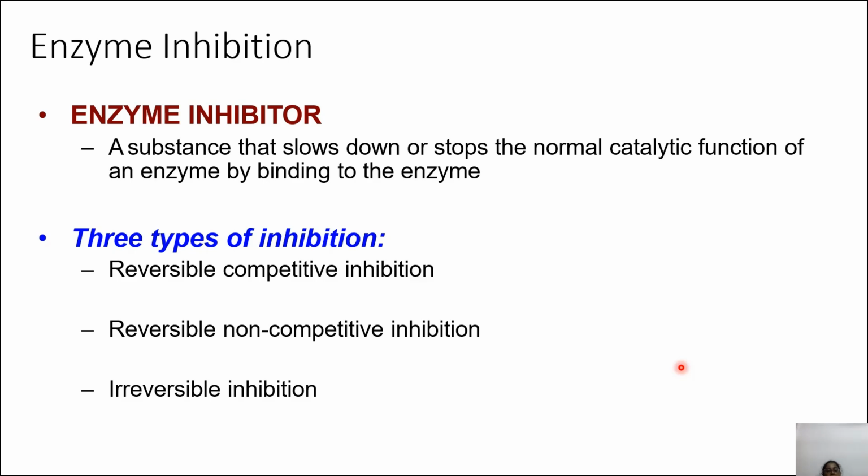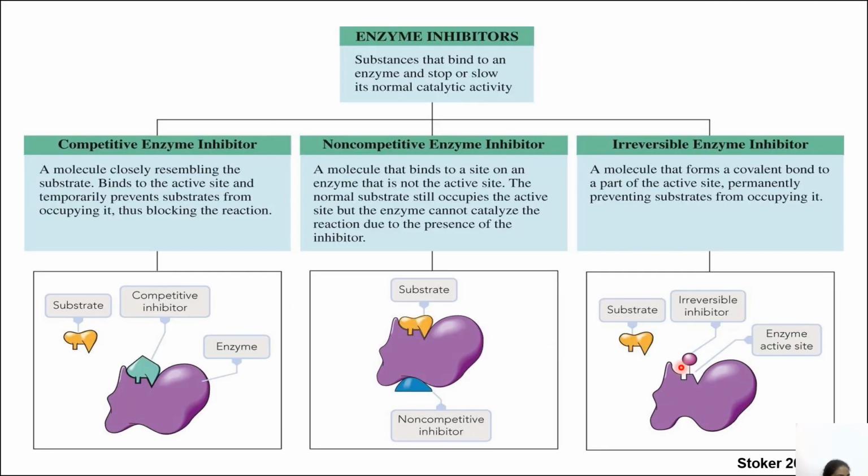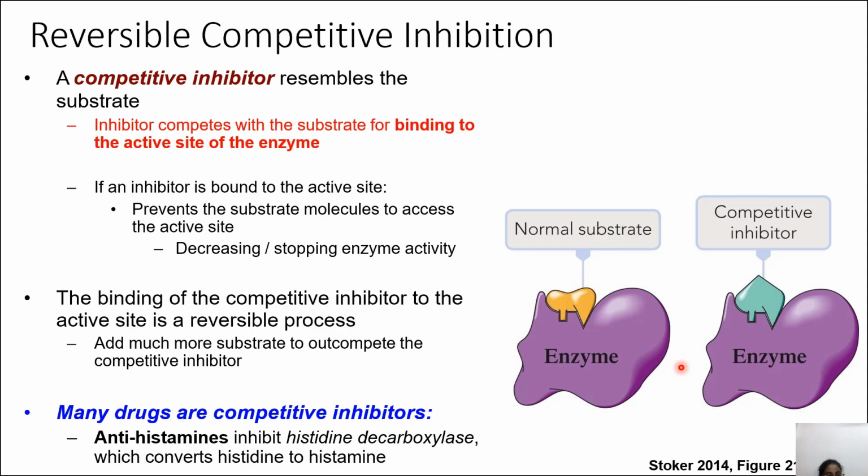Okay, it can be a substance that can slow down or stop the normal catalytic function of an enzyme by binding to the enzyme. Reversible competitive inhibition, reversible non-competitive inhibition, irreversible inhibition. Okay, we'll not go into too much detail. Wait a little bit. Reversible competitive inhibition.